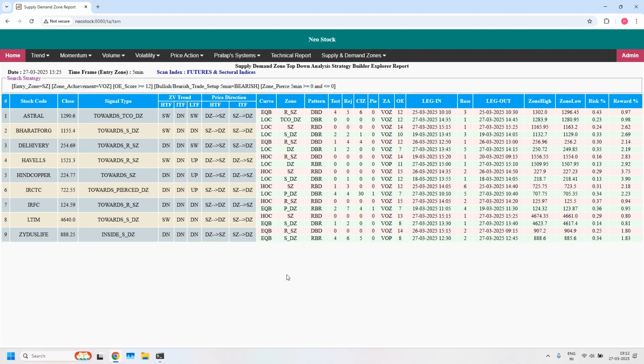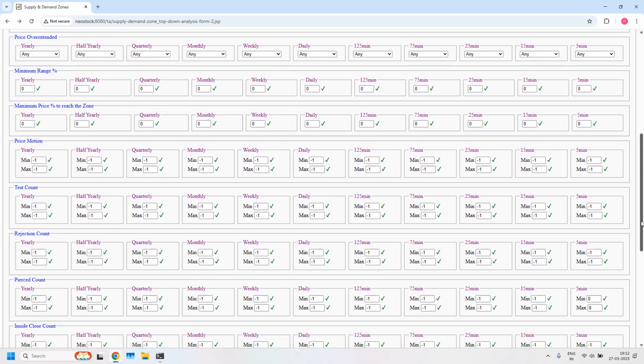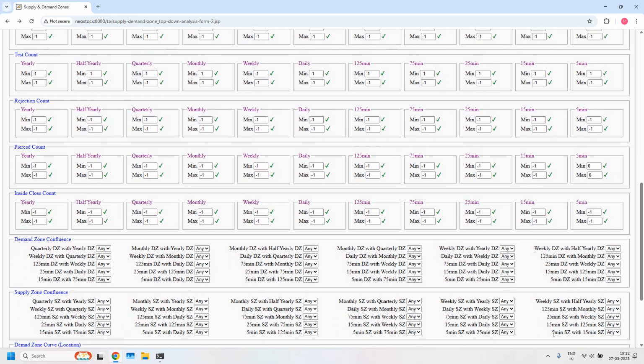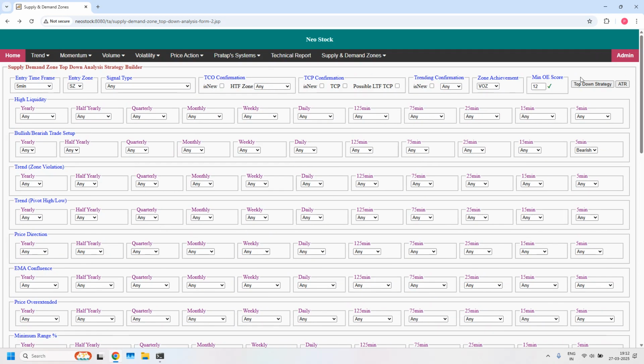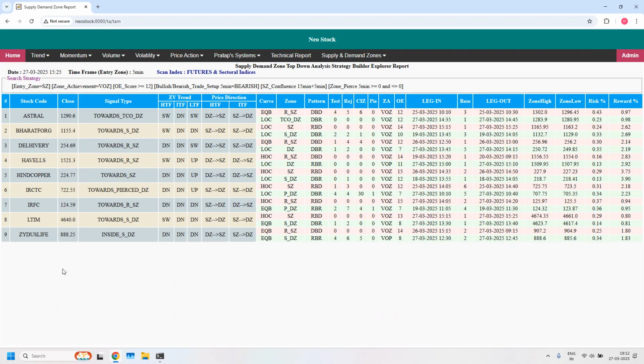Out of these 9, let us check how many have 5 minute and 15 minute supply zone confluence. So I am enabling the filter 5 minute supply zone with 15 minute supply zone confluence. With this filter, out of 9, we got all 9 stocks. That means all these 5 minute supply zones are overlapped with 15 minute supply zones. And 15 minutes trend is down in all these stocks because it is a bearish trade setup. So let's verify if any of the 15 minute supply zones have daily EMA confluence, then the 5 minute supply zones might have a higher probability of success.